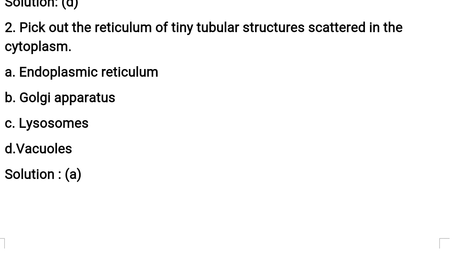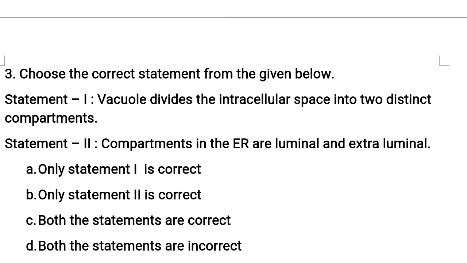Now let us see the explanation regarding this question. Electron microscopic studies of eukaryotic cells reveal the presence of a network or reticulum of tiny tubular structures scattered in the cytoplasm, which is called endoplasmic reticulum, shortly called ER. Understand? So hope you understood this question's explanation. Now moving to the third question.